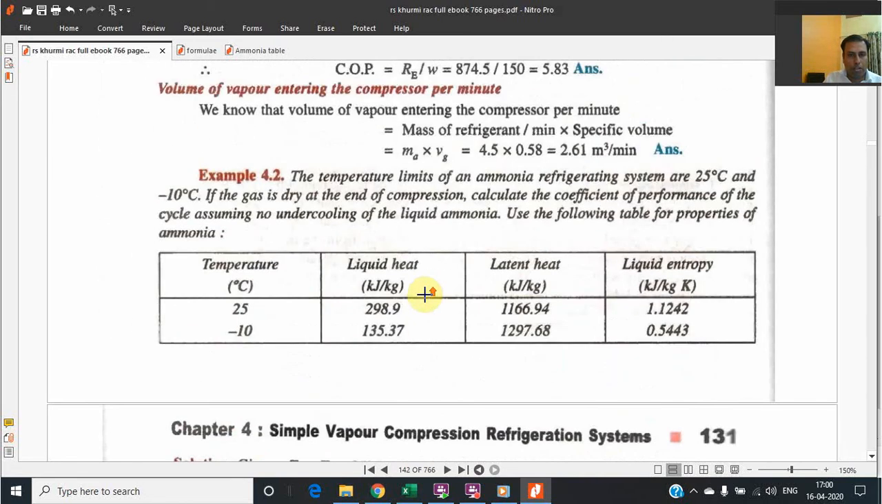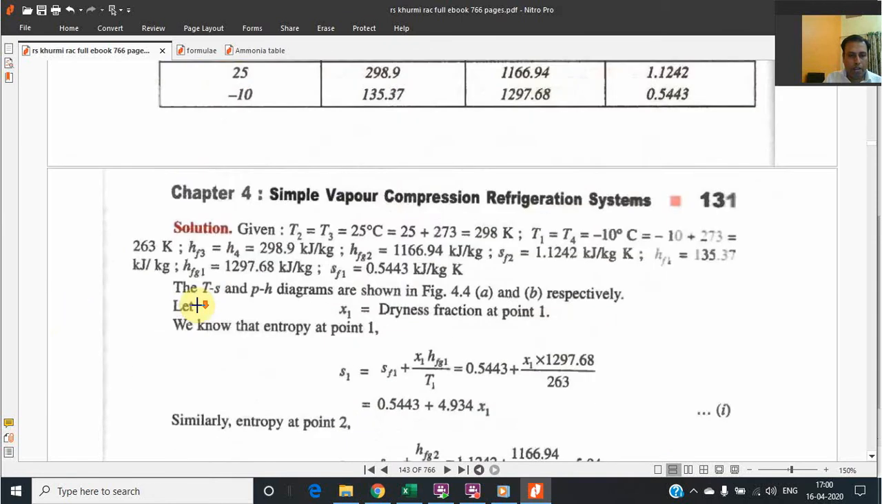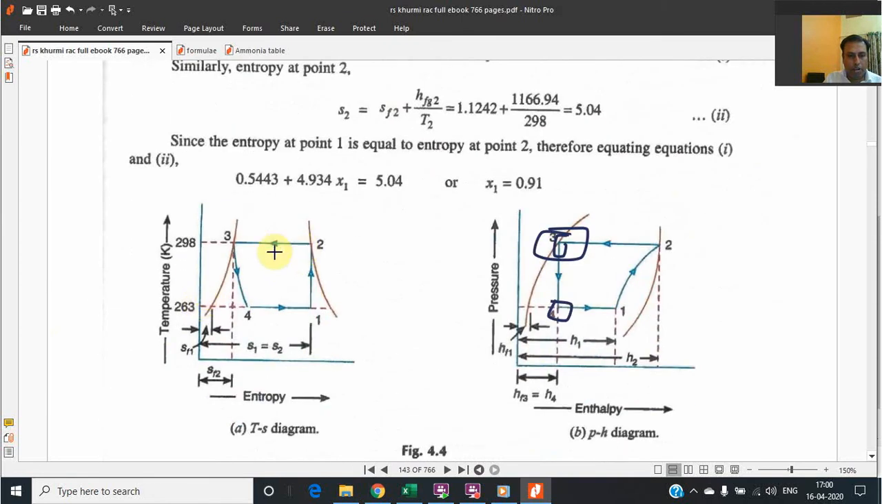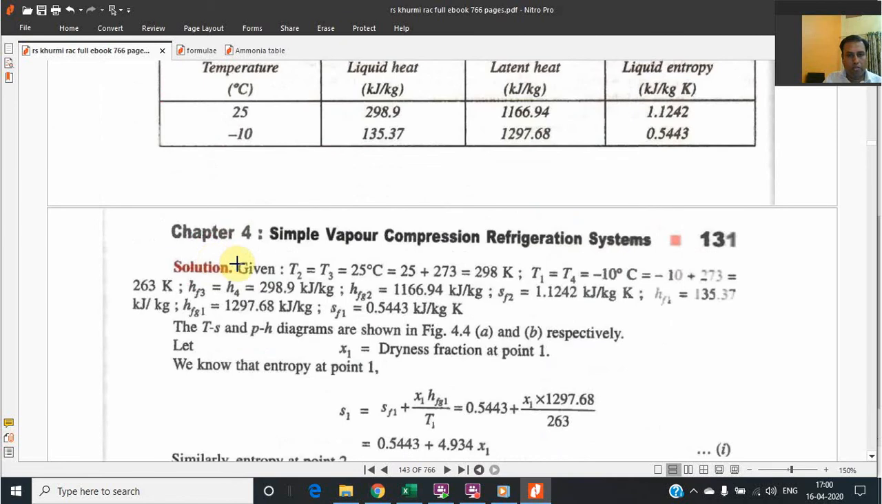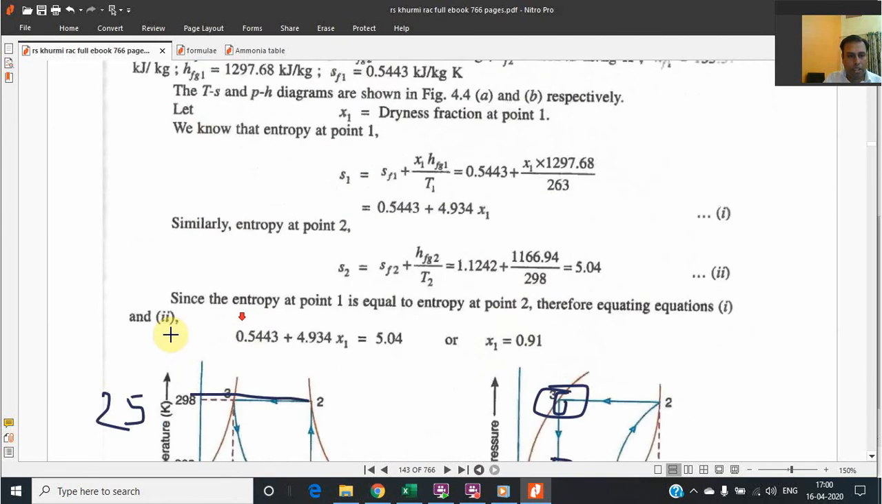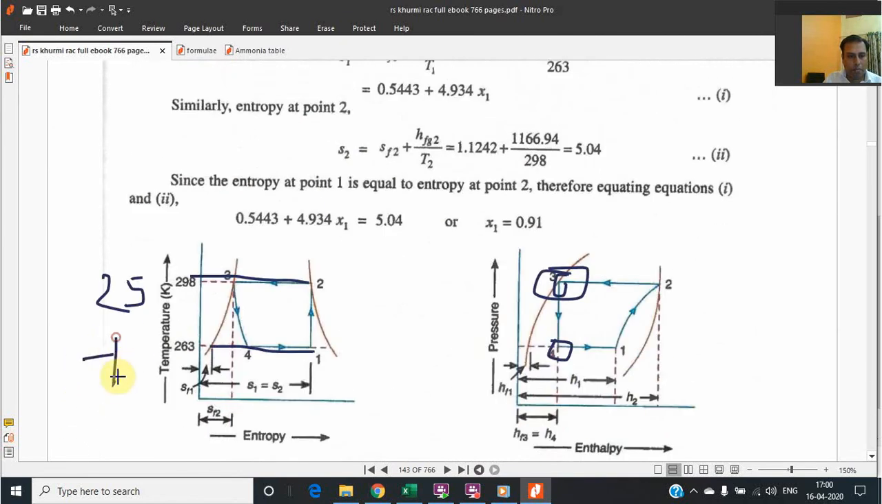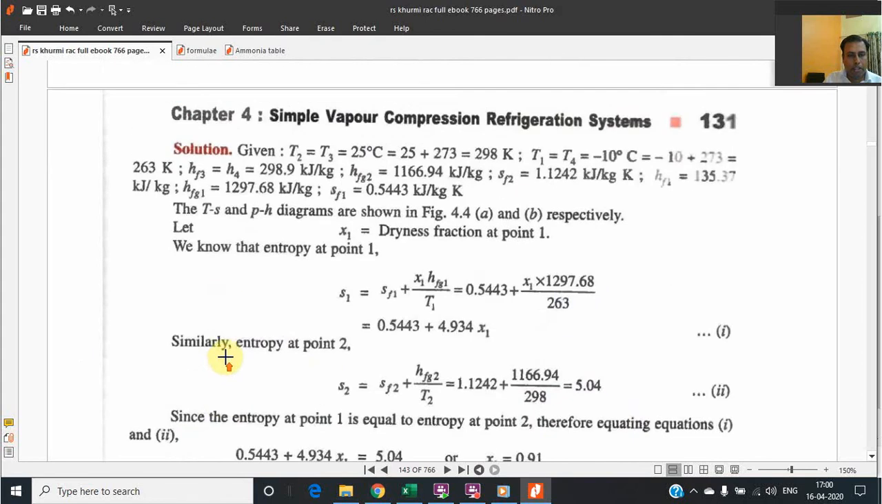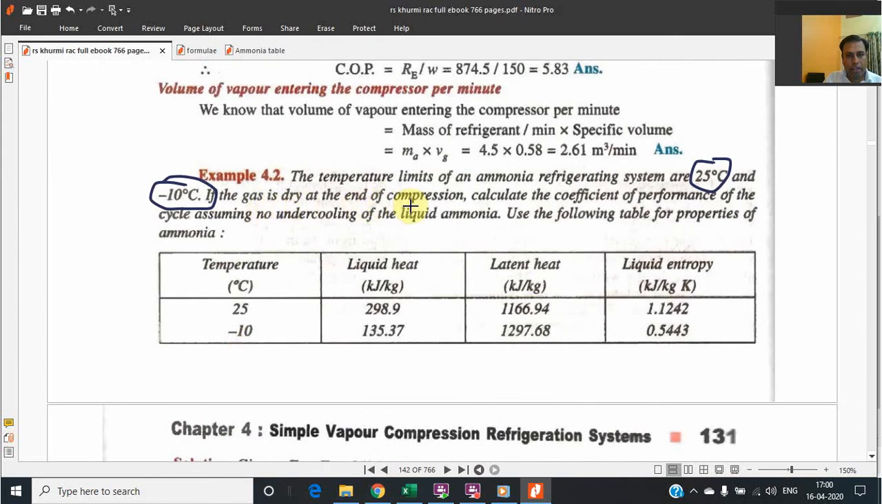Now starting with the question, what they have written in the question: the temperature limits of ammonia refrigerant, means NH3 refrigerant, are 25 and minus 10. We always know that when we operate a system, in the TS diagram we get 2 temperatures. This is the above temperature, this is below. One is 25 and another, they have written, minus 10. This is minus 10.